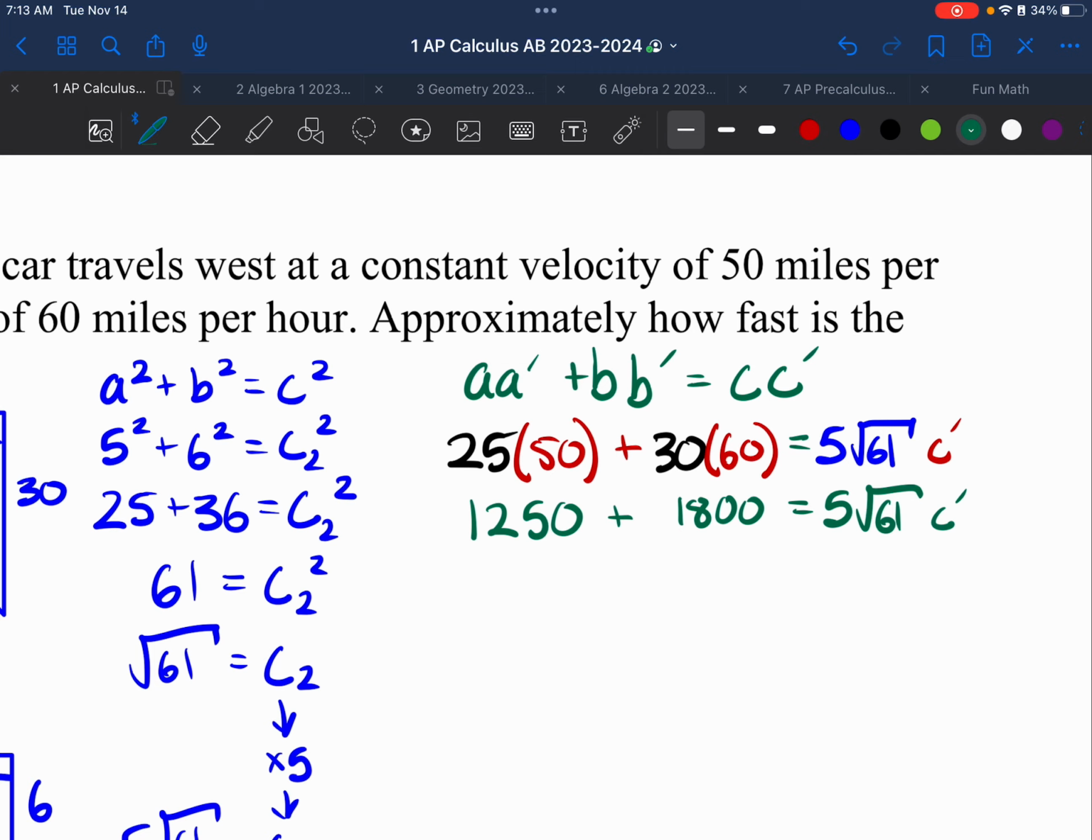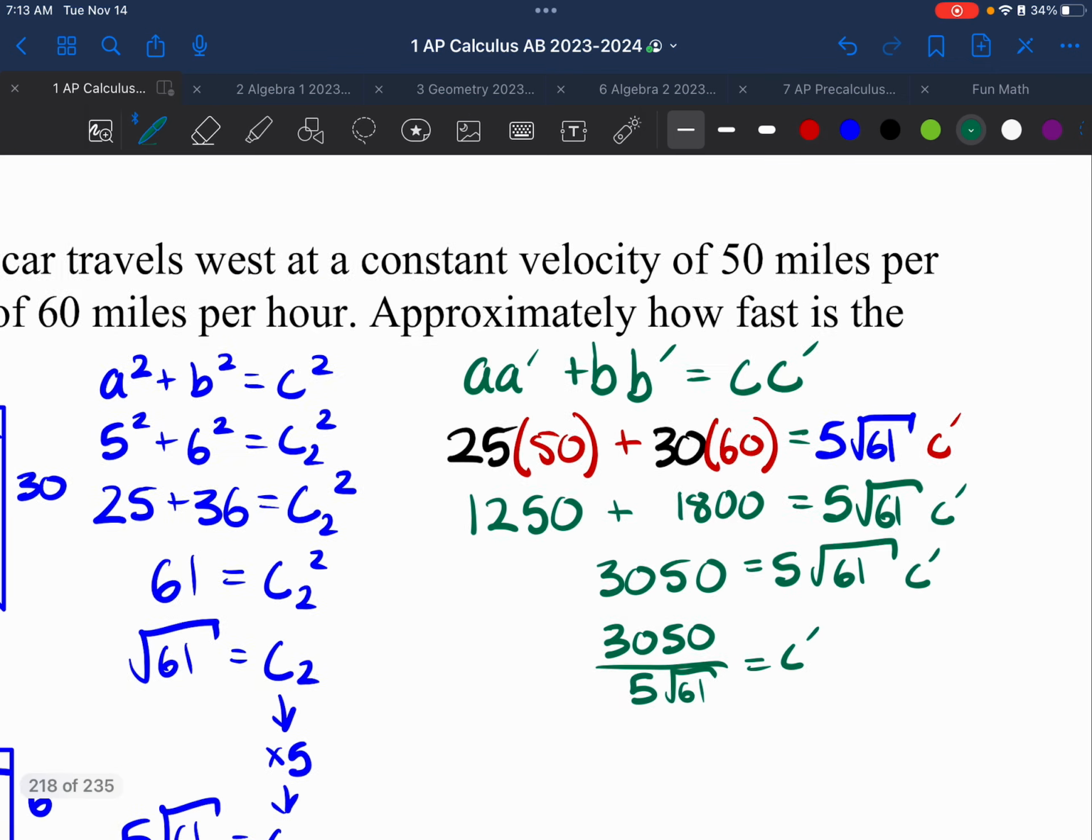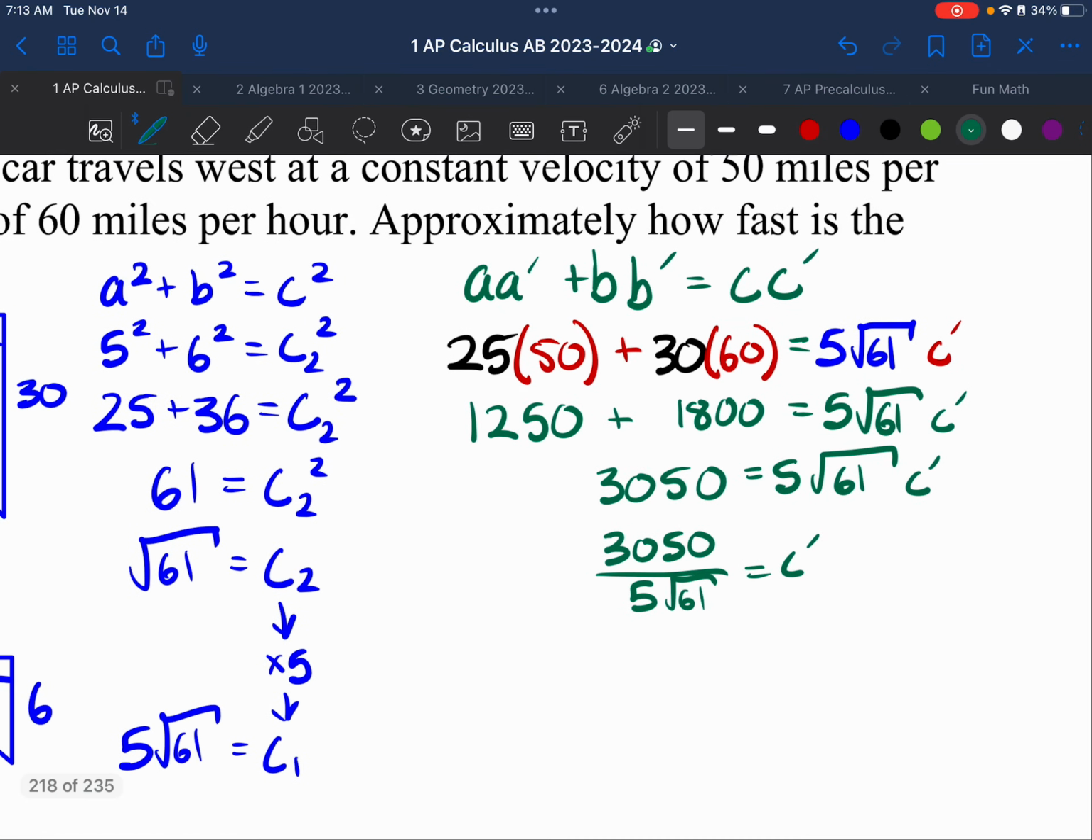All right, so far so good. Adding the thousands, I'm going to get 3,050. 3,050, and that's going to be equal to 5 root 61. Disgusting. I don't like square roots in my answers. 5 root 61 C primes. And then I'm going to divide both sides by 5 root 61, and I'm going to get 3,050 divided by 5 root 61, and that's going to be equal to C prime, and I think 3,050 is divisible by 5, so we can cross cancel.